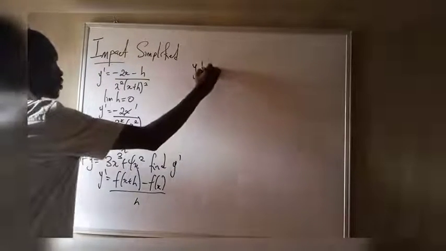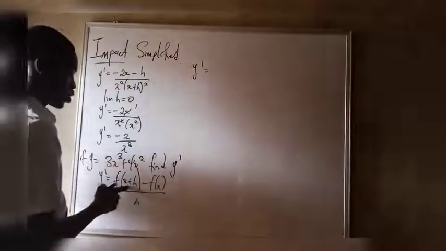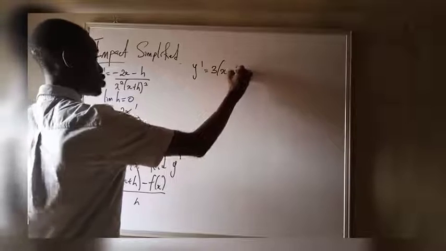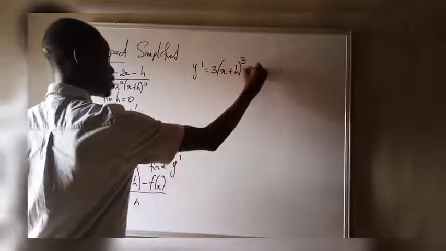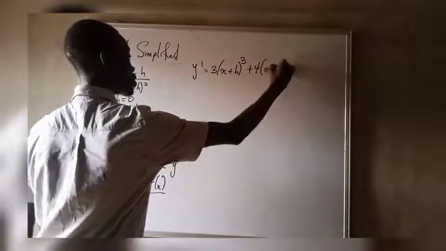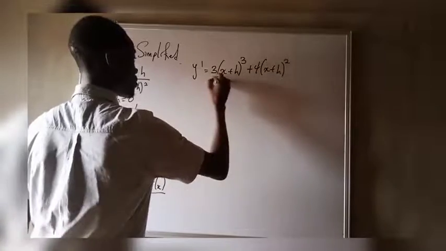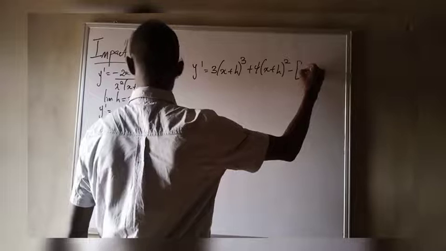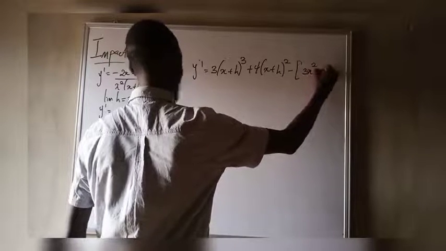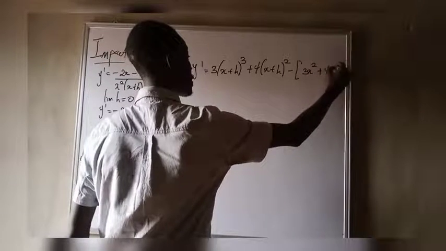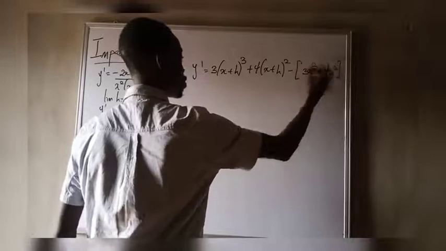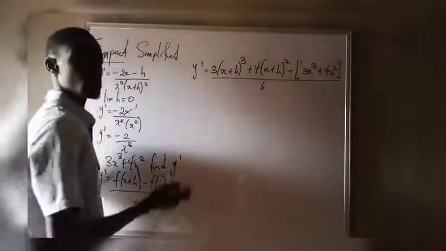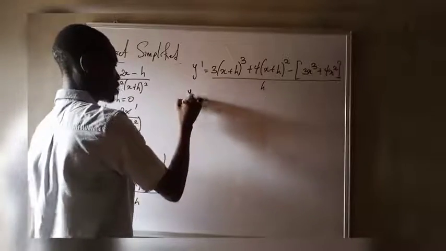And that will give us y prime is equal to, what is f of x plus h? That means anywhere we are seeing x, we are going to add h to it. And that will give us this. So we still have it as 3 times x plus h all cubed plus 4 times x plus h all squared. Now this is f of x plus h minus f of x. What is f of x? That will give us 3x cubed plus 4x squared divided by h. And after making use of the formula, ours is just to simplify.